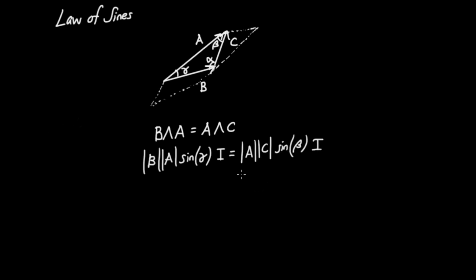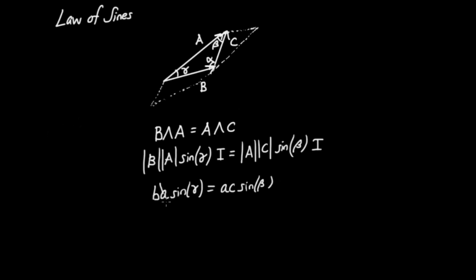Now, if the two bivectors are going to be equal, their magnitudes have to be equal. So that means that the magnitude of B times the magnitude of A times sine gamma is the same as the magnitude of A times the magnitude of C times sine beta. And instead of writing the absolute value bars of big B, I'm going to write lowercase b to represent the length of the vector B, and lowercase a for the length of A. So b a sine gamma is equal to a c sine beta, just equating the magnitudes there.